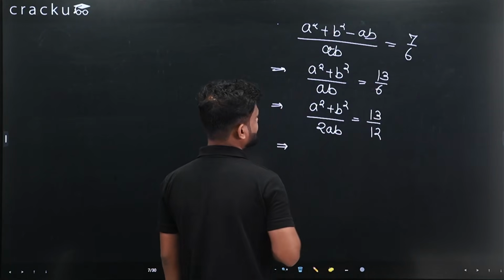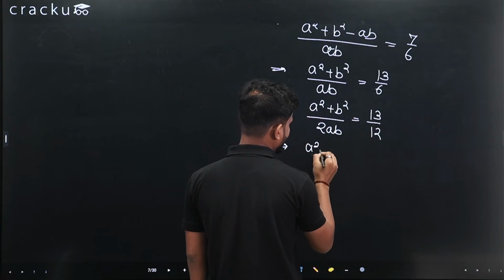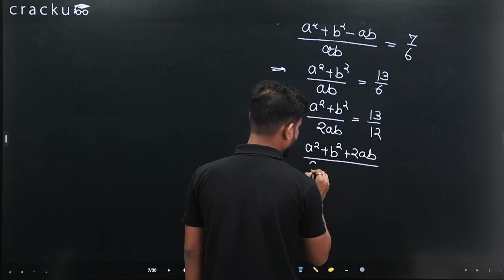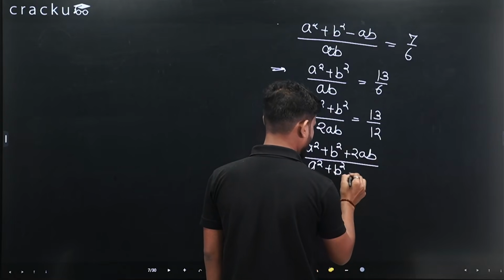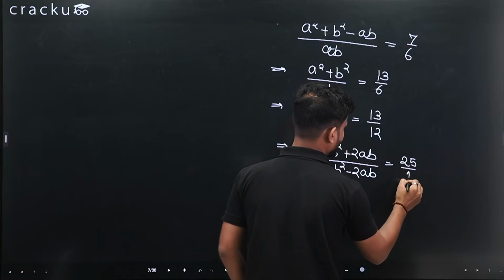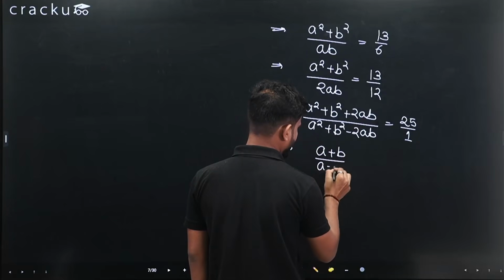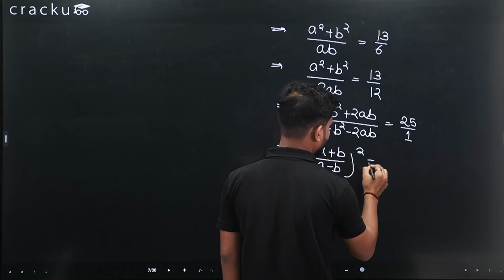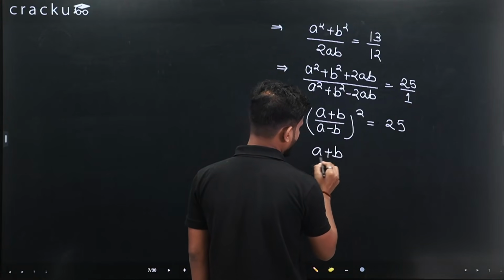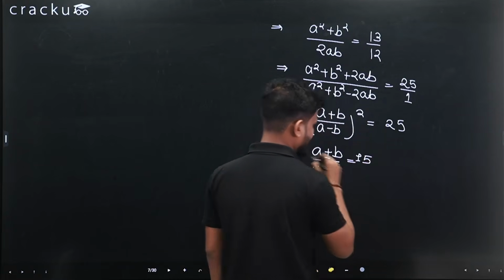Correct? Now use componendo dividendo. So a square plus b square plus 2ab upon a square plus b square minus 2ab is equal to 13 plus 12, 25, upon 13 minus 12, 1. From here you get (a plus b upon a minus b) whole square is equal to 25. From here what can you get? You get a plus b upon a minus b is equal to plus minus 5.